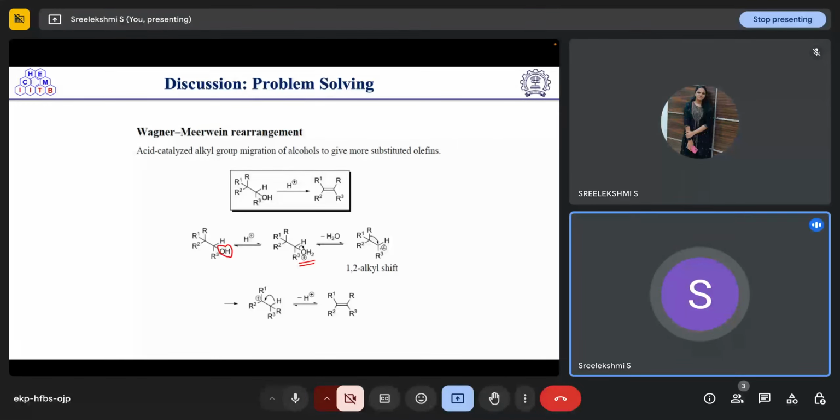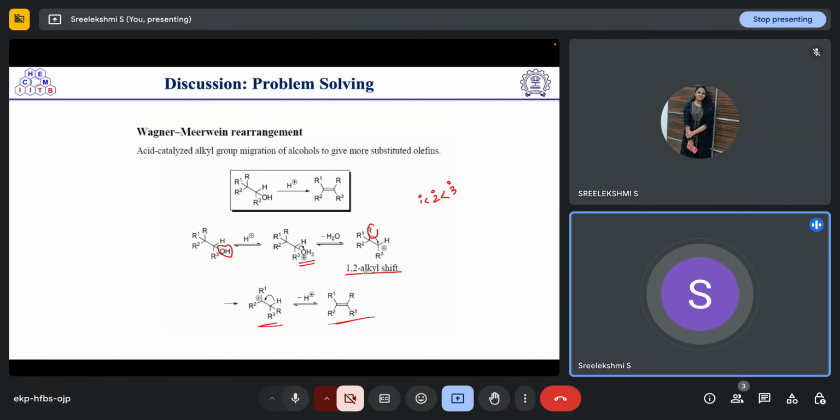As we can see here, this is a secondary carbocation. What favors this 1,2 alkyl shift is the formation of a more stable tertiary carbocation. As we all know, the order of stability of carbocation is tertiary greater than secondary greater than primary. So if there is a possibility of forming a tertiary carbocation by the migration of some group, the intermediate will always prefer the migration to form a stable carbocation. Here a 1,2 alkyl shift is happening, so this R group will migrate over to this position. The carbocation will be shifted from this center to this center, so we get the stabilized tertiary carbocation. Then loss of a proton gives the more substituted olefin.